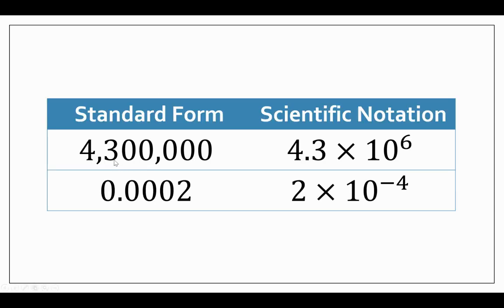Here are 2 examples. Standard form, 4,300,000 in scientific notation. My decimal is here behind the 0. So I'd move it to the left 1, 2, 3, 4, 5, 6 places. That's why we get 4.3 times 10 to the 6. For 2 10,000ths, my decimal place is way over here on the left. I'm going to move it 1, 2, 3, 4 spots to the right. So that's 2 times 10 to the negative 4, since I had to move that decimal point to the right.